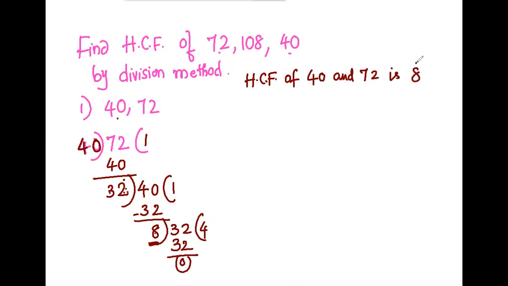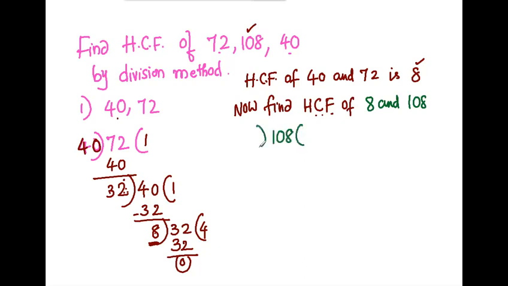Now take 8 and the remaining number 108. Now we have to find the HCF of 8 and 108. How to find the HCF of 8 and 108? In the same manner. Divide 108 by 8. 8 ones are 8. Remainder 2, and the division is not completed.